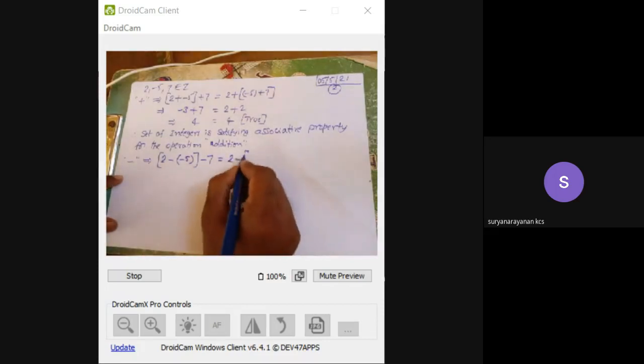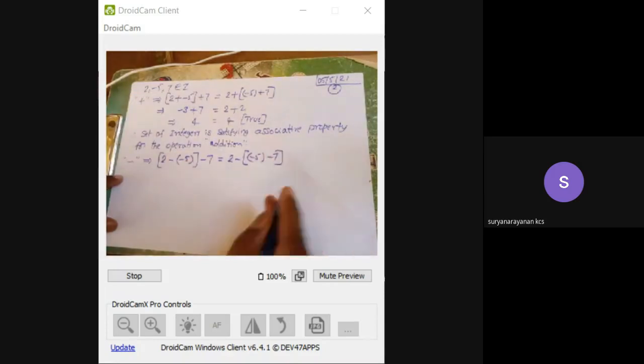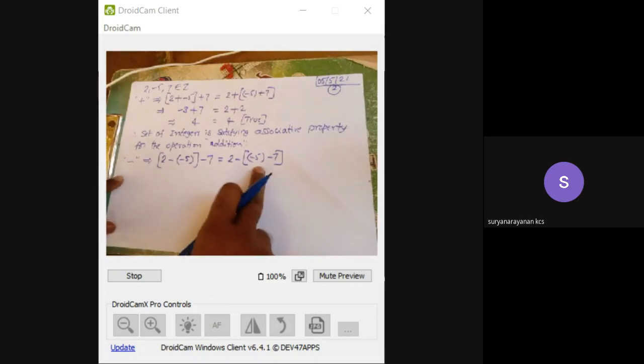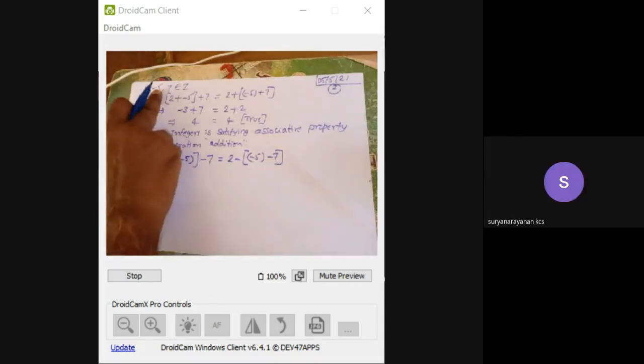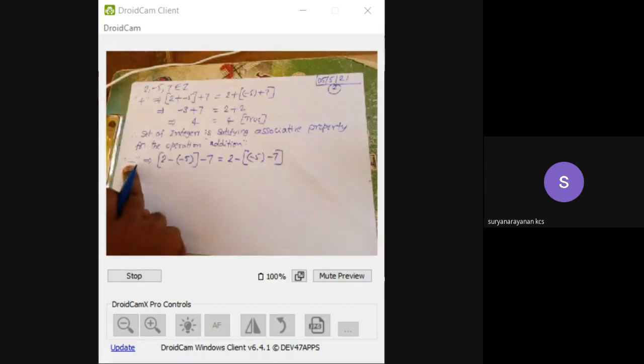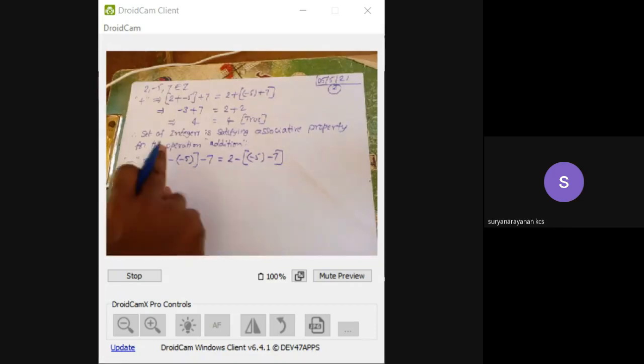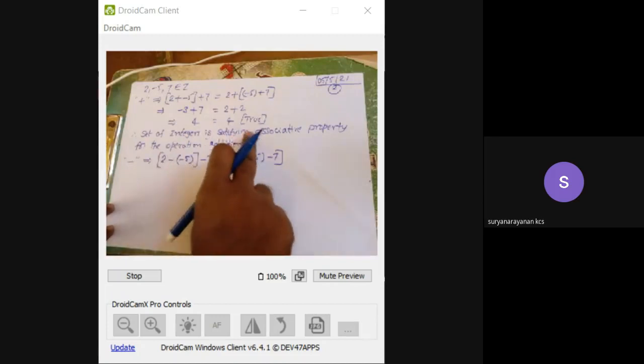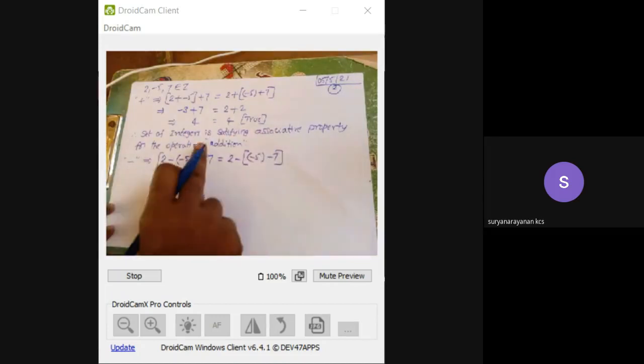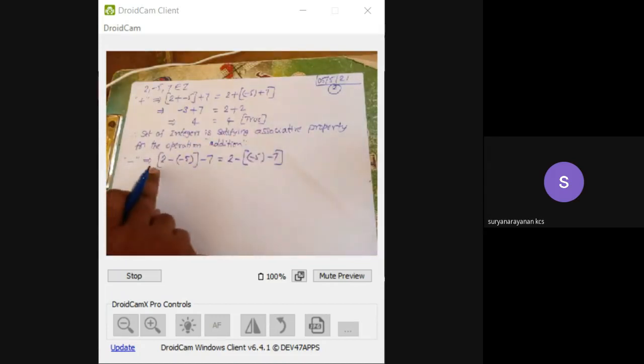Similarly, 2 minus of minus 5 minus 7. Understood this statement, my dear children? Between these same three numbers, I have taken the operation subtraction. Now we are verifying whether the set of integers satisfies the associative property for the operation subtraction. Understood this one, my dear children?